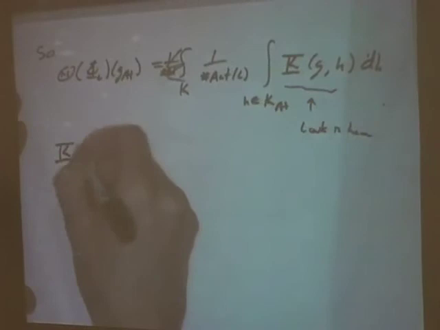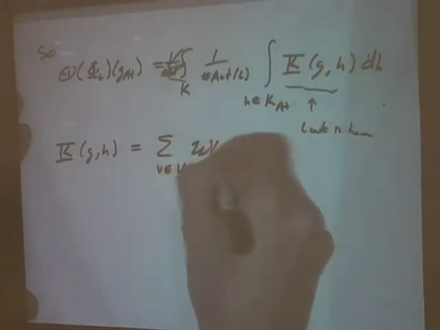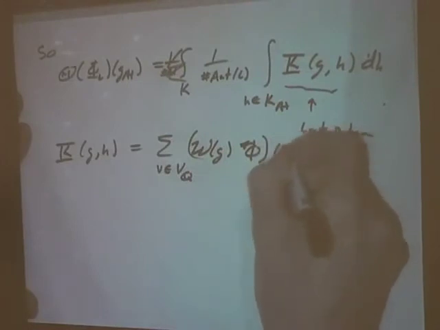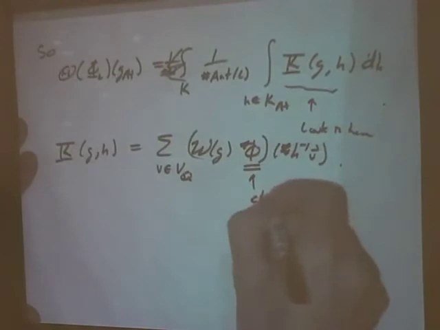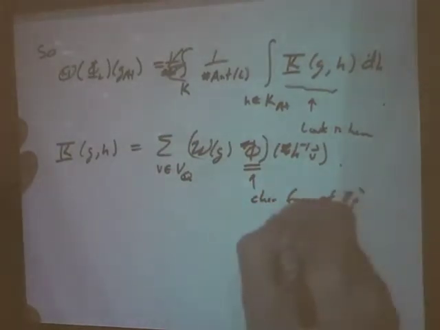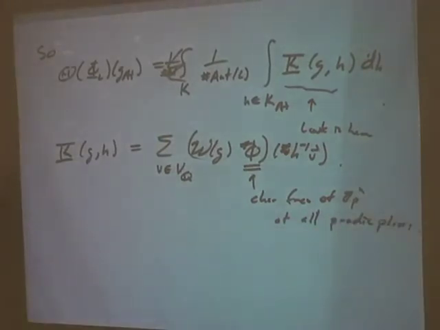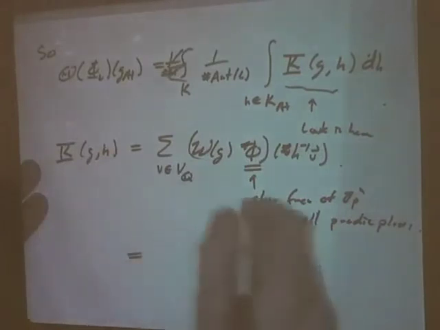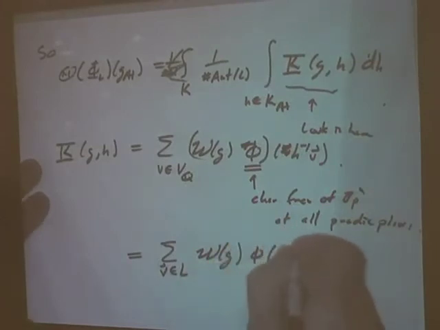So we know that the kernel is a sum over vectors in the rational space of this Weil representation acting on this characteristic function, this phi that we chose, at h inverse v. Now, we chose our characteristic function phi so that it is a characteristic function of Zp to the n at all p-adic places. So I have a sum over rational points in a space, but if the rational point has a denominator, then it's going to be killed in the sum. So this really converts to a sum over vectors in our lattice L, of this Weil representation W_g acting on phi at h inverse v.